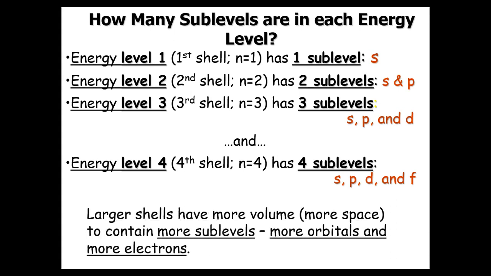So what we see is the larger the energy level number, the greater the volume of space around the nucleus, and the more sublevels we will have in that particular energy level, which will mean more orbitals and more electrons. So energy levels that are higher will be holding more electrons than energy levels that are lower.